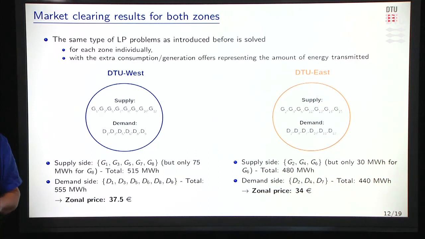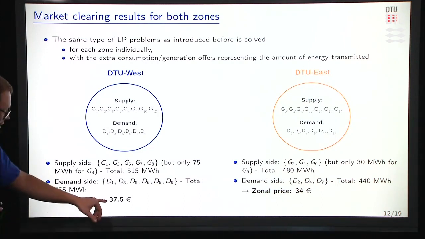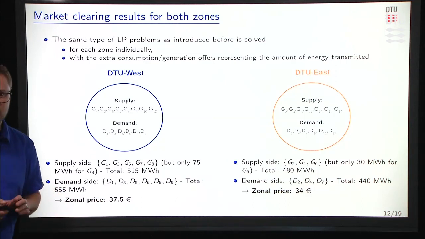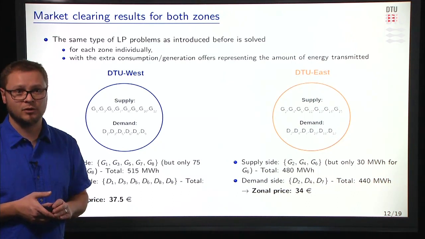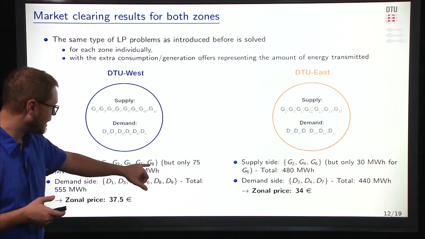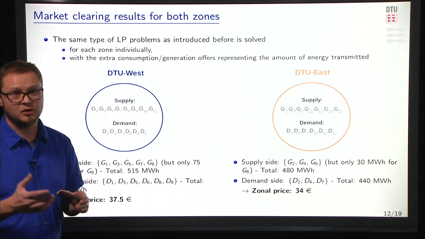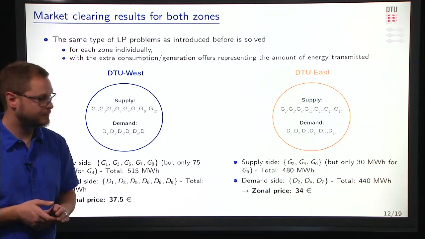The difference between supply and demand is now 40 megawatt hours, which seems to be our goal. We want to only have this deficit of 40 megawatt hours that should match a surplus of 40 megawatt hours on the other side. In terms of price, at the clearing between supply and demand, the price is the same as before. It's 37.5, since it's the same offer that is marginal and setting the price.